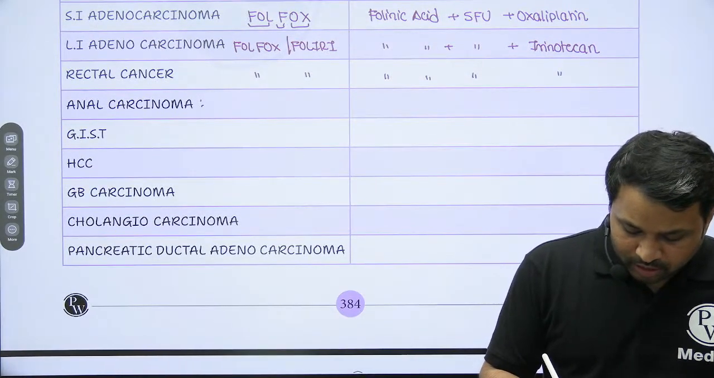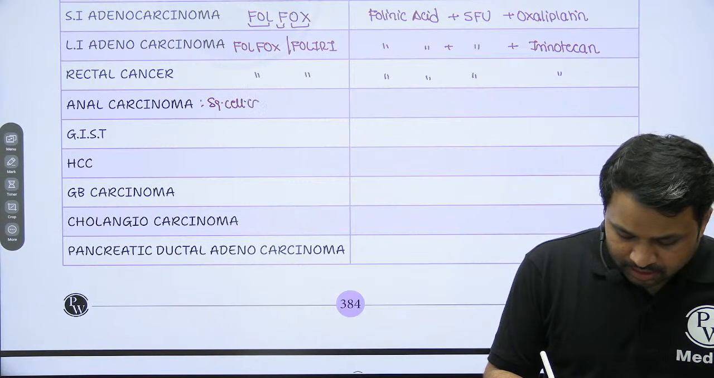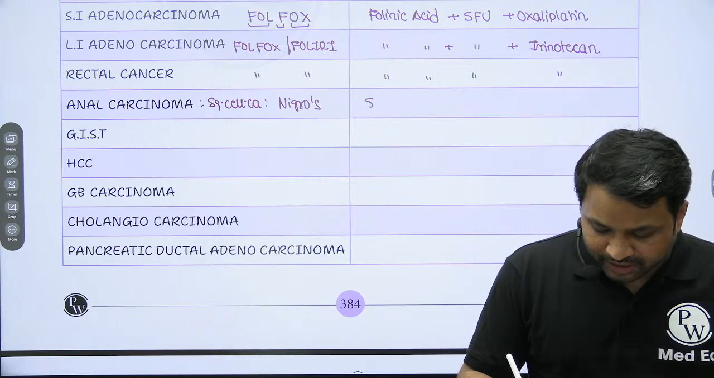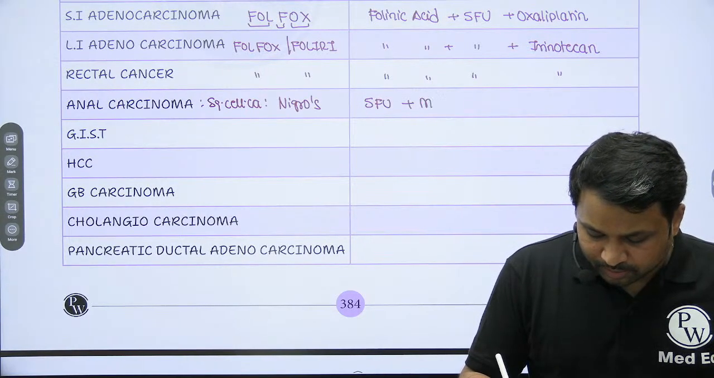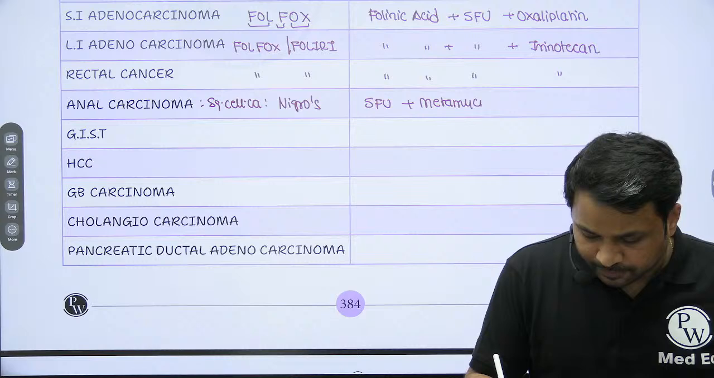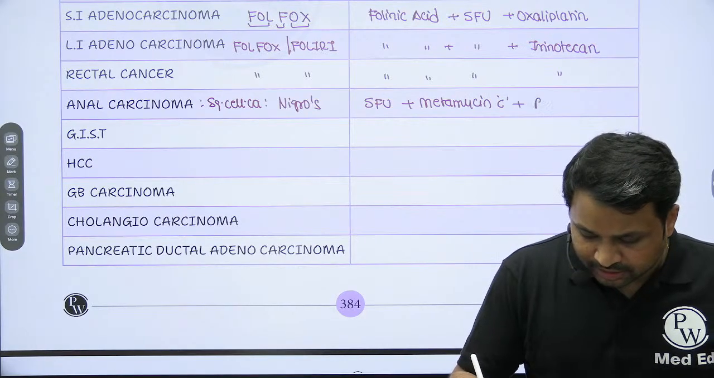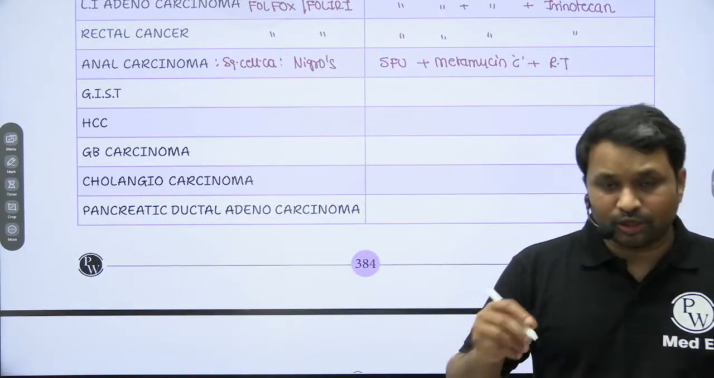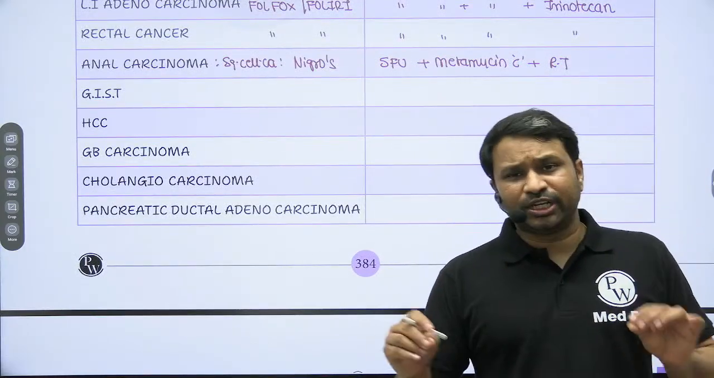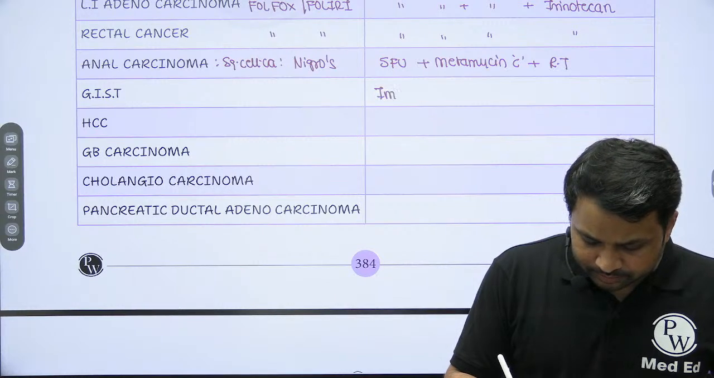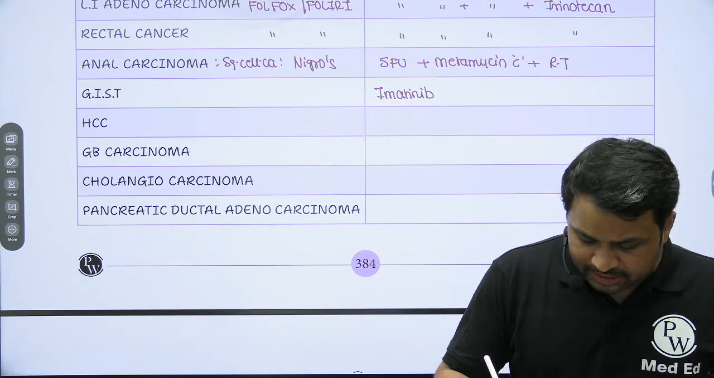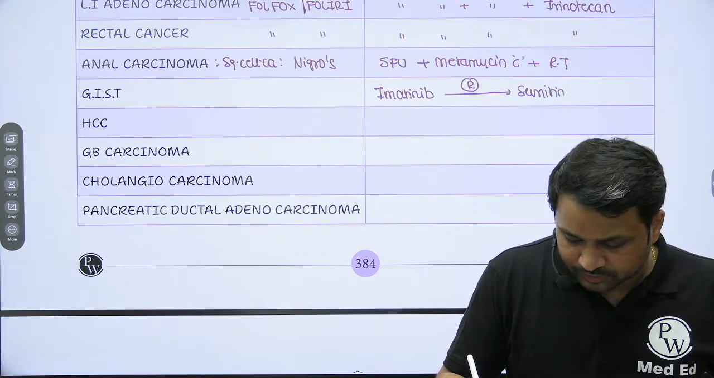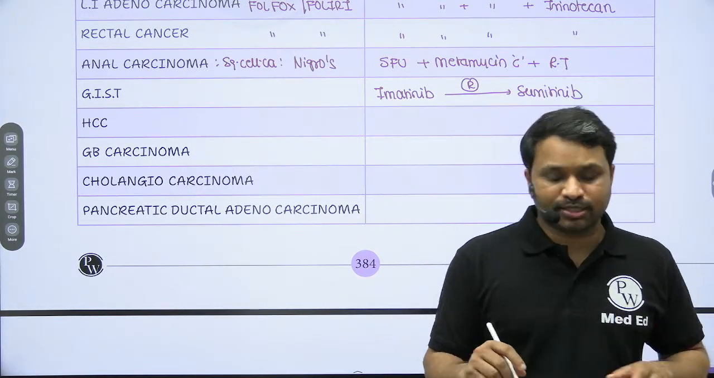Anal cancer, we're talking about the squamous cell cancer. For this, you will follow something called the Nigro regimen. Here you have 5-fluorouracil with mitomycin C, with radiotherapy. For GIST, usually I would prefer imatinib. Now, if it is imatinib-resistant GIST, you try sunitinib. The drug of choice for imatinib-resistant GIST is going to be sunitinib.